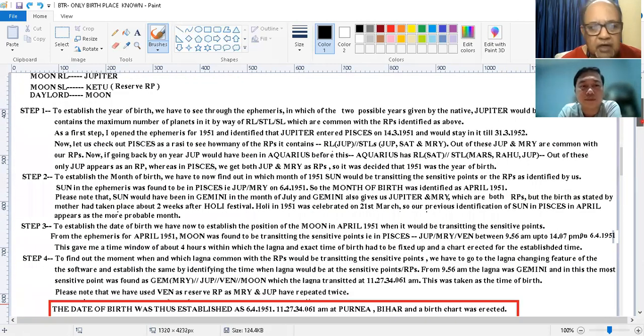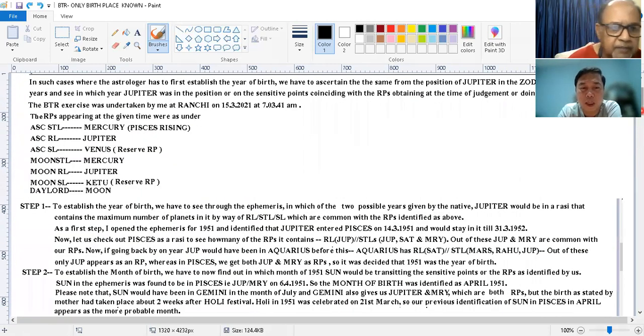Nothing is known to the native. So this is how we do it. As you can see, Mercury is coming here twice as a ruling planet, and Jupiter is again coming here twice. That gives us a shortage of ruling planets. With a shortage of ruling planets, we can get stuck.